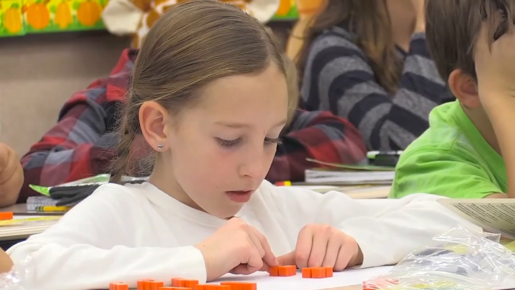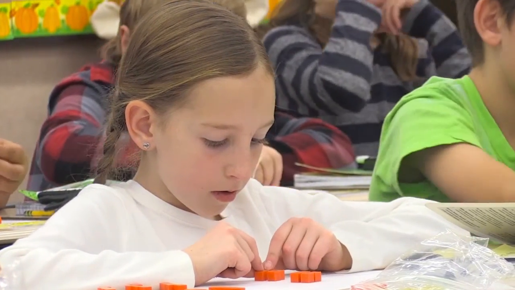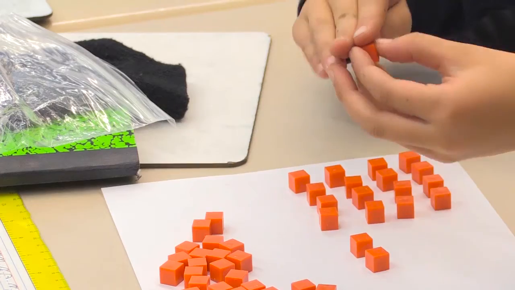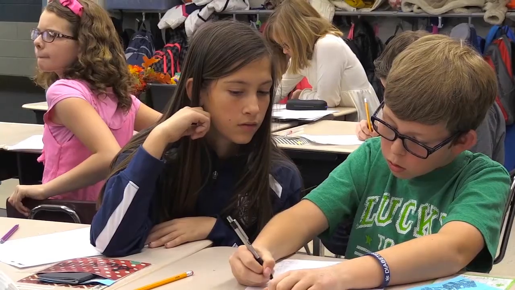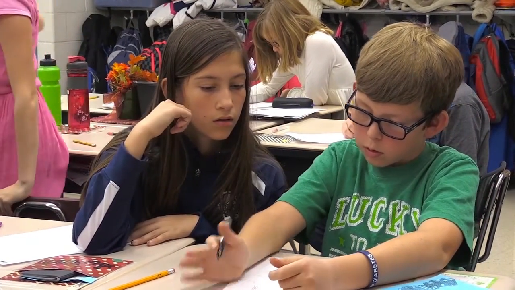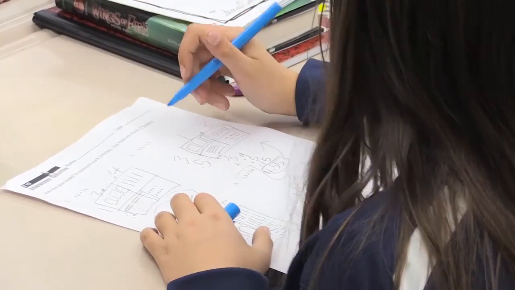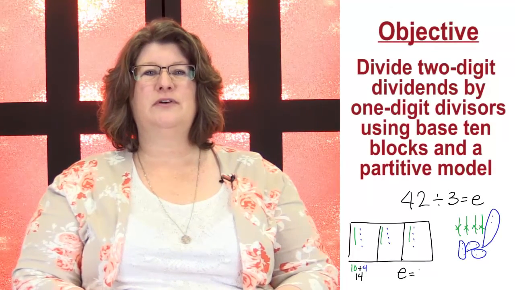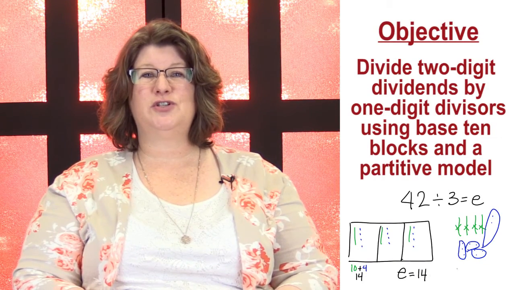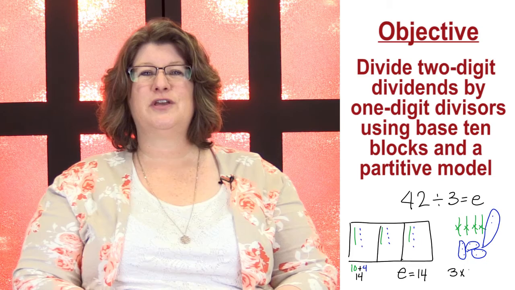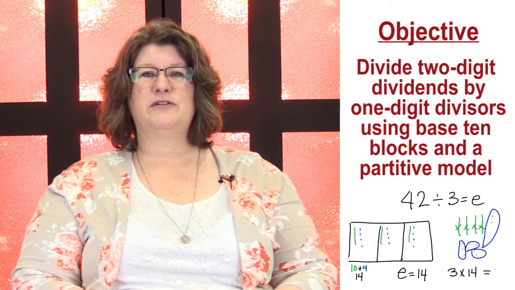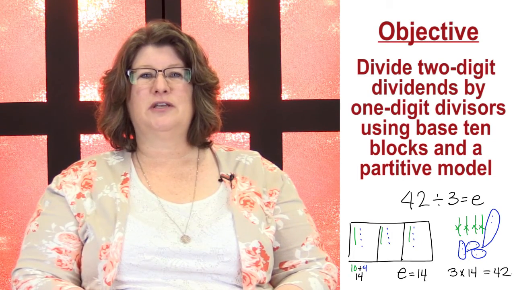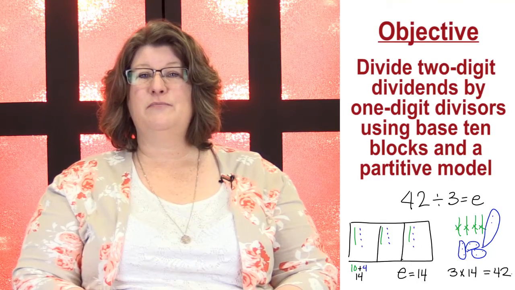We know students will be successful if they can divide a 2-digit dividend by a 1-digit divisor using base 10 block notation in an array, and also record a multiplication equation to represent the resulting work. The objective of this lesson was to divide 2-digit dividends by 1-digit divisors using base 10 blocks and a partitive model. We met this objective by using base 10 blocks and the partitive model.